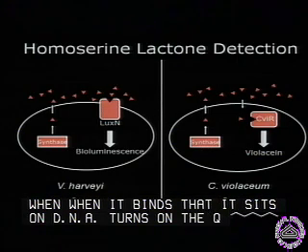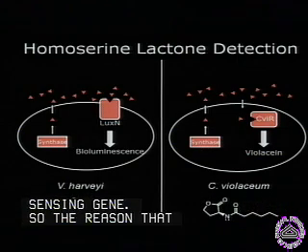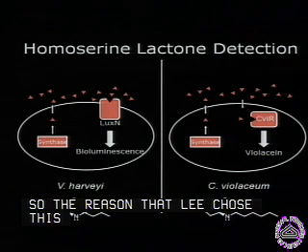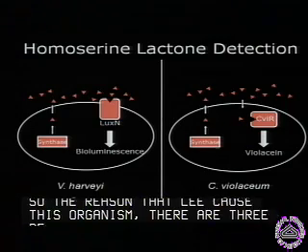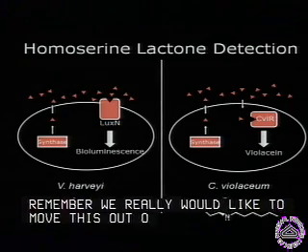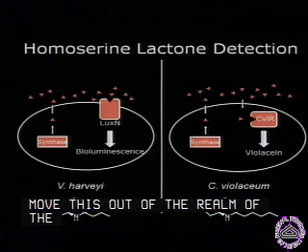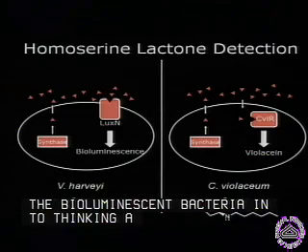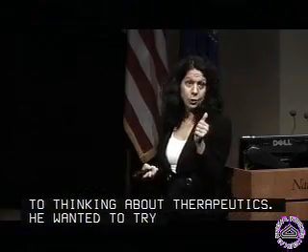And so the reason that Lee chose this organism, there's actually sort of 3 reasons. The first reason is because this is a terrible pathogen. And remember, we really would like to move this out of the realm of the bioluminescent bacteria and into thinking about therapeutics. So he wanted to try to antagonize quorum sensing in a real pathogen.